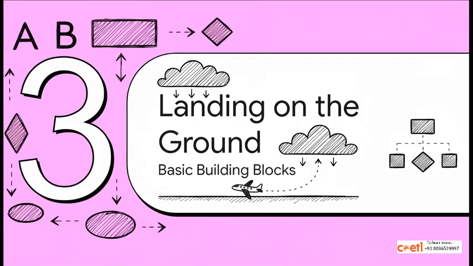All right, touchdown. We are on the ground. And now that we're here, you'll see that every one of these complex-looking maps is really just built from a handful of simple, universal symbols. Think of it as the ABCs of process modeling. Now sure, there are different dialects out there, like the more formal BPMN, but they all use the same basic alphabet. And once you learn it, you can pretty much read and create any process map out there.